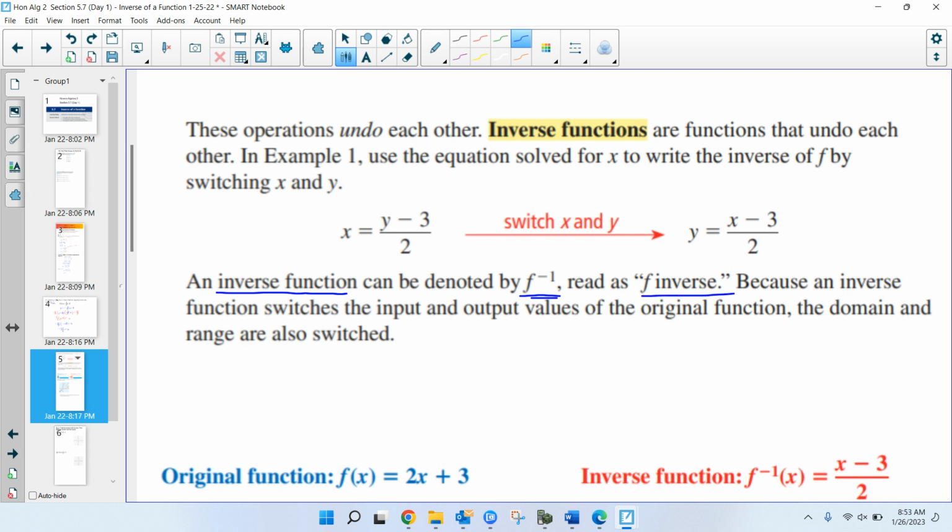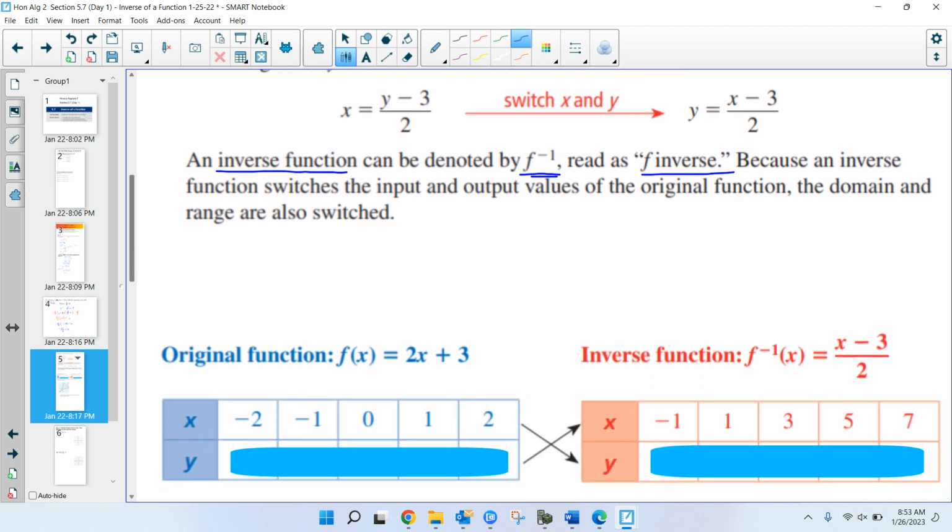F inverse. Is this in your guided notes? Is this typed out for you, or do you have to write it in? Okay. Because an inverse function switches the input and output, the domain and range are also switched. That's not going to be very exciting for us today because we're dealing with lines. Lines, domain and range are all real for both. When you get into curves, the domains and ranges switching, especially if you have a restricted domain, like the square root of x graph, that's going to be important for us.